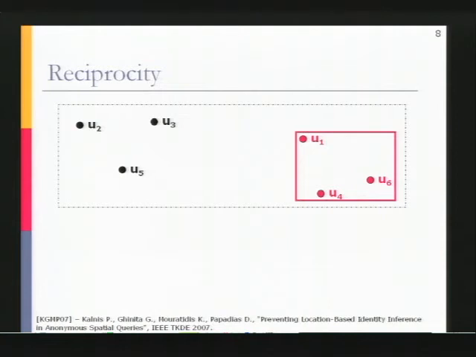We need to partition the set of users into disjoint sets. Each set must have at least k users. And also we have an optimization goal of minimizing the sum of ASR areas, right? Why? Intuitively, the cost of the query processing is proportional to the area.